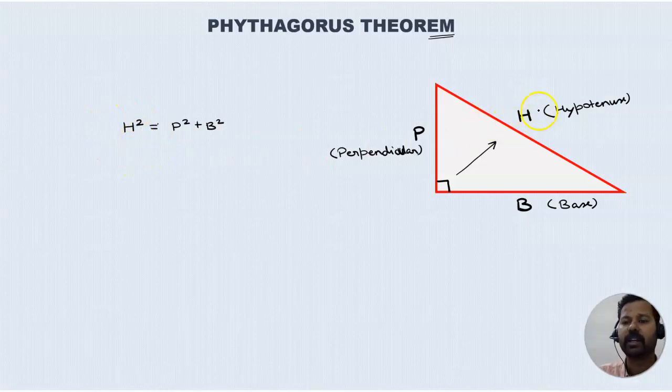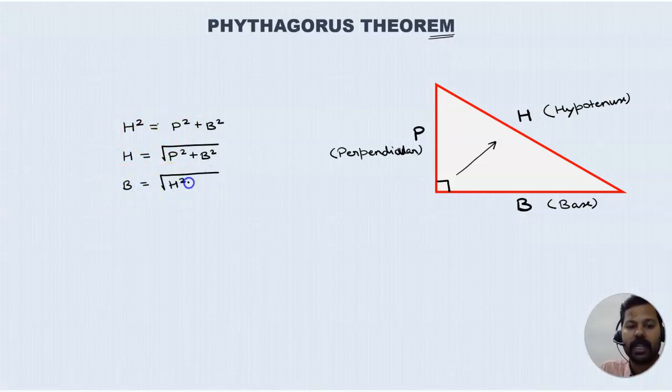Suppose we have to find the length of the hypotenuse, and we know the values of p and b, then we can calculate it as h equals the square root of p square plus b square. In the same way, if we know hypotenuse and perpendicular, we can calculate the value of base as the square root of hypotenuse square minus perpendicular square. And third, if we have to calculate perpendicular, then perpendicular will be the square root of hypotenuse square minus base square. So keep these formulas in mind. We will use these formulas very often in this chapter.